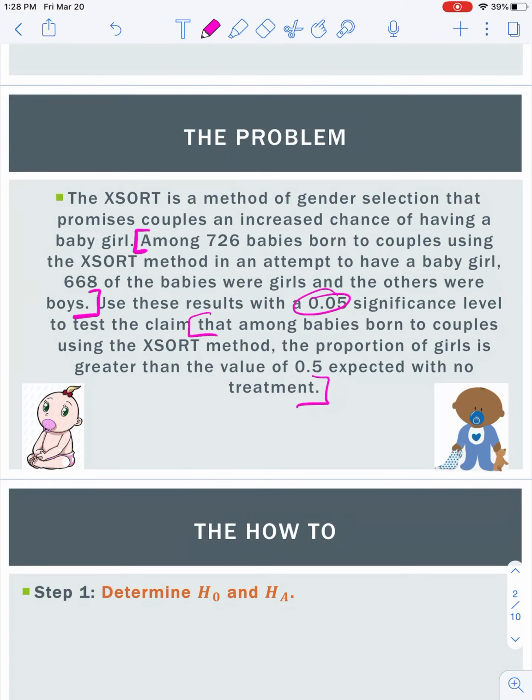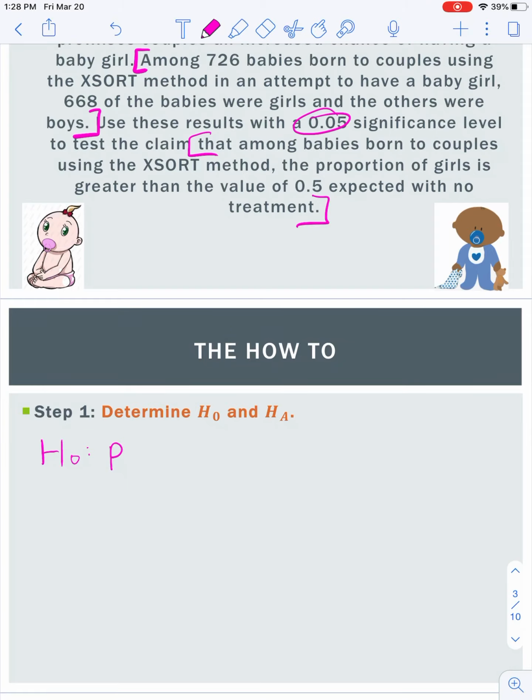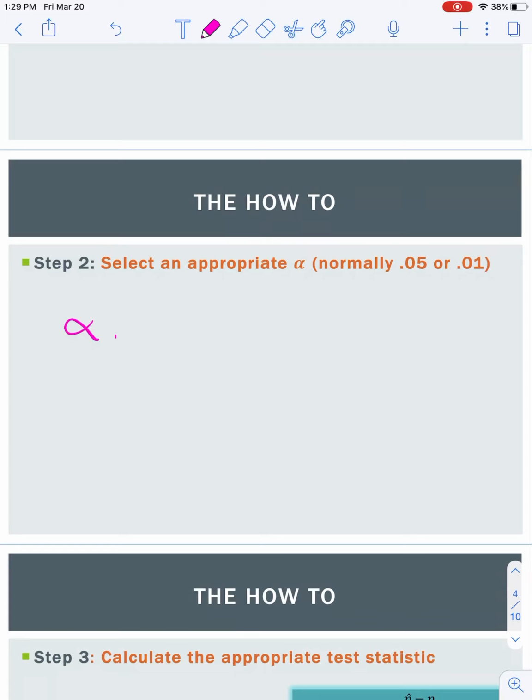So our null hypothesis is that the proportion, so we're talking about proportion, so it's going to be p. The proportion should be the normal, 0.5, 50% of the babies will be girls. And the alternative hypothesis is that the proportion is going to be greater, because of this wording right here, greater than. It's going to be greater than that 0.5 that we would normally expect. Significance level was given in this problem to be 0.05. So we know that alpha equals 0.05.